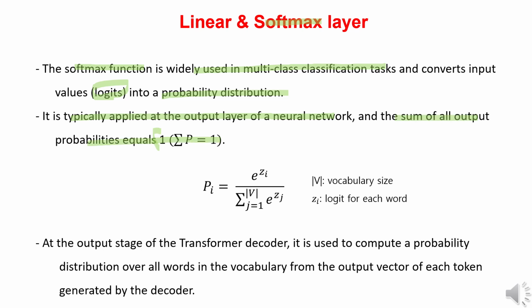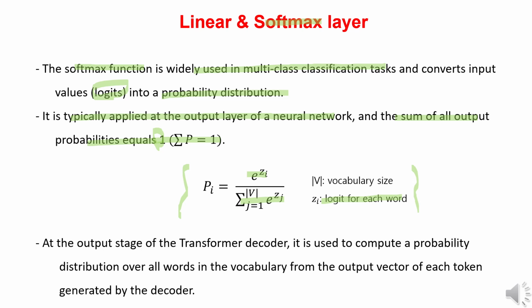The softmax function is defined by the following equation. Here, z represents the logit for each word included in the vocabulary. By applying the exponential function to each logit value, and then normalizing by the sum of the exponential values over all logits, a probability distribution is computed.